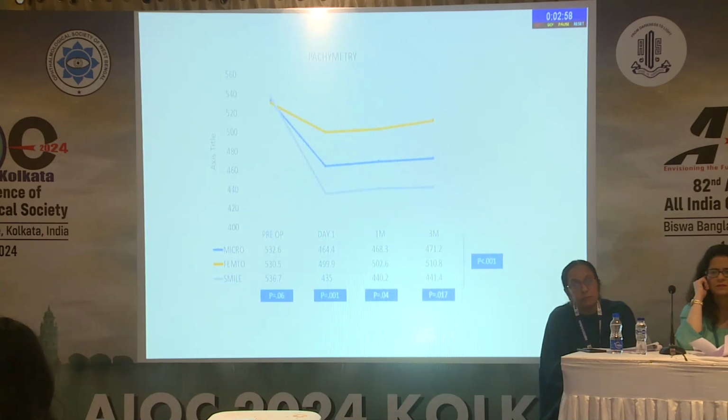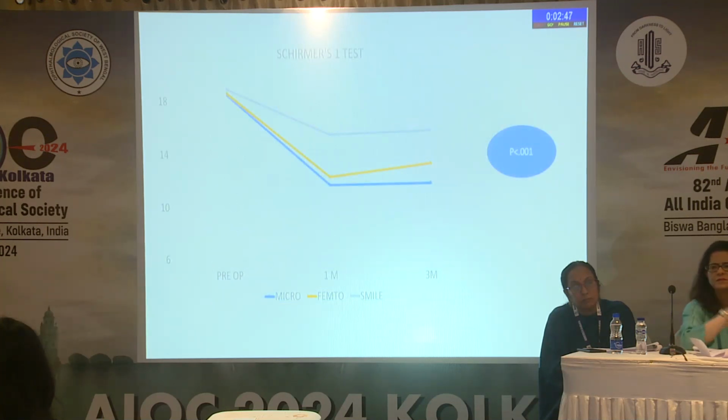Pachymetry reduction was seen significantly in all the cases, but femtoLASIK, shown by the orange graph, shows a slight re-thickening at 3 months. The Schirmer's test was significantly reduced in all the cases, but microLASIK shows the highest reduction in Schirmer's as compared to SMILE, which shows the least reduction.